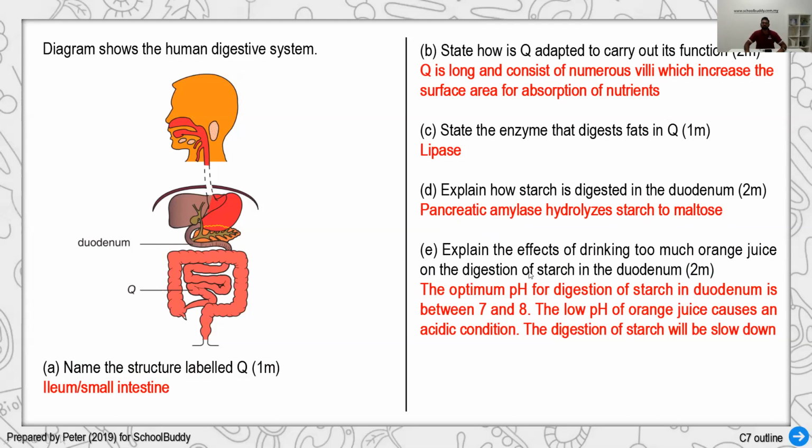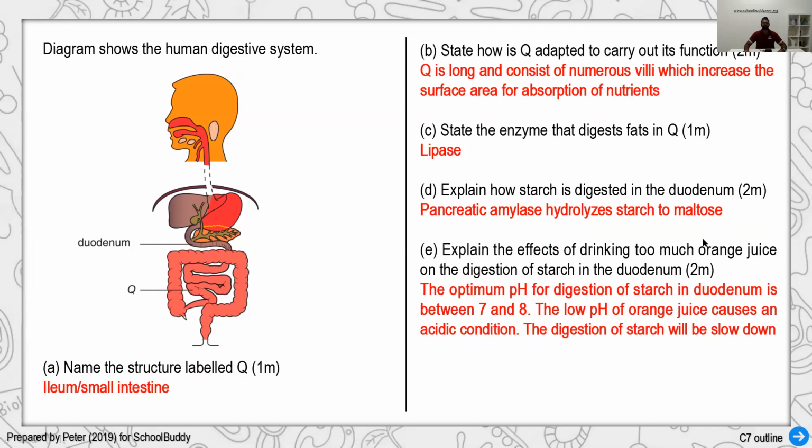The next question is more of a higher-skill question. You have to think at a higher skill level. If a person is drinking too much orange juice, what happens to the starch digestion? For digestion to occur, the pH needs to be around 7 to 8, and we know that orange juice is acidic in nature, so that is going to increase the acid in the stomach, where starch digestion needs alkaline to neutral pH. So starch digestion will take place, but it's going to be slow.